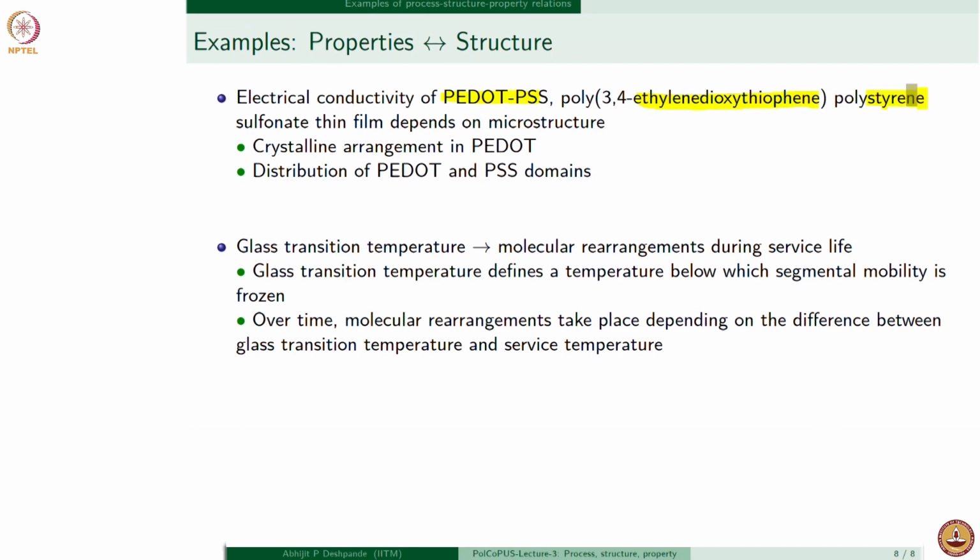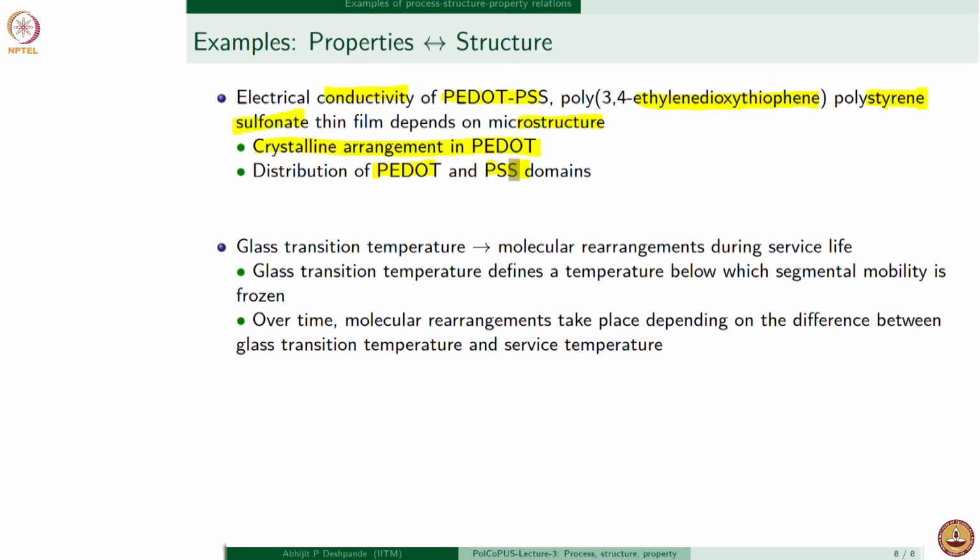And it is mixed with another polymer which is called polystyrene sulfonate. So it's a very complex material, and the conductivity in this depends very strongly on the structure of the material and in fact the microscopic arrangement in the material. So how is the crystalline arrangement of PEDOT, which is one polymer of this overall polymeric material, and how are the domains of PEDOT and PSS distributed with respect to each other? So you can see that how structure of the material determines its property, in this case electrical conductivity.